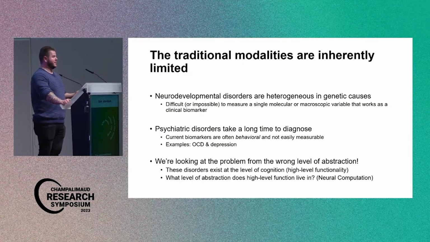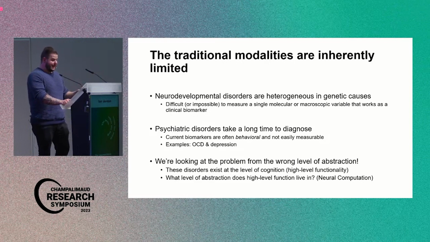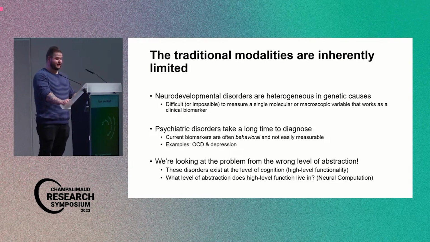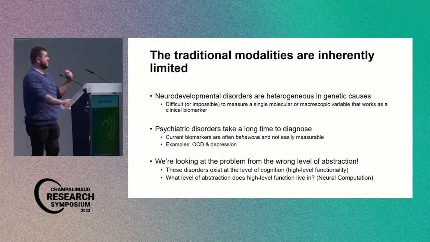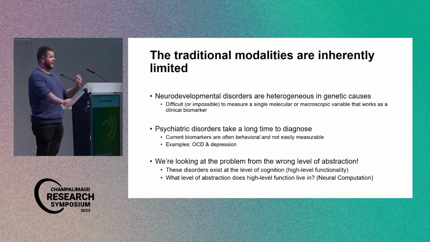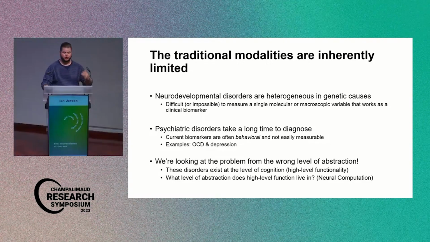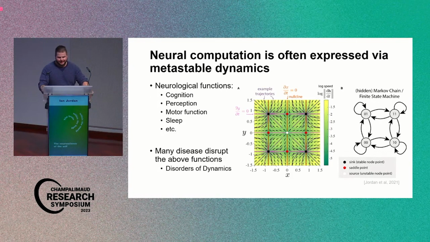Neurodevelopmental disorders and psychiatric disorders are conditions that exist on the level of cognition, and thus deal primarily with high-level functioning. And what level of abstraction does high-level functioning exist in? Well, that would be the realm of neural computation, which is spoken in the language of dynamical systems theory, or neural dynamics. So now we get to what I believe is the fun part of the talk. For those unfamiliar, don't worry, we're going to go over this in more detail in subsequent slides, and I'm also sure I'll repeat myself.